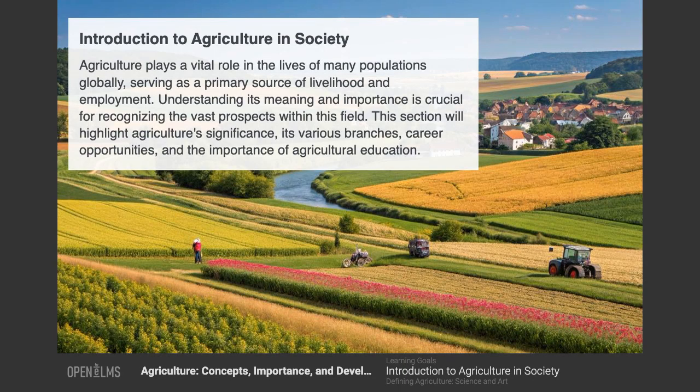Introduction to agriculture in society. Agriculture plays a vital role in the lives of many populations globally, serving as a primary source of livelihood and employment. Understanding its meaning and importance is crucial for recognizing the vast prospects within this field. This section will highlight agriculture's significance, its various branches, career opportunities, and the importance of agricultural education.